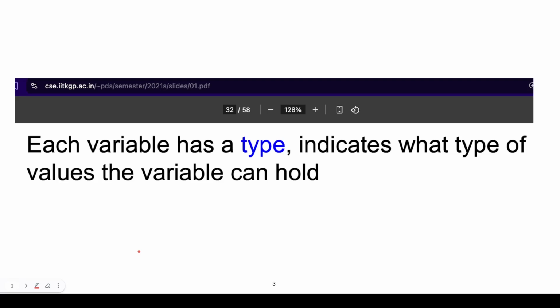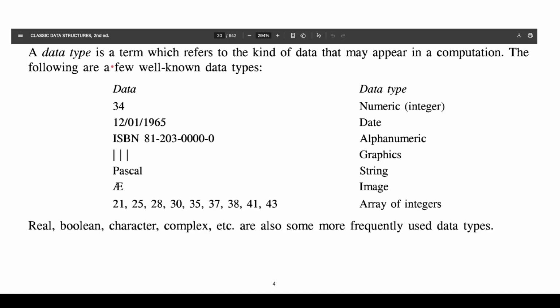Every variable that you write must have a data type in the C programming language, right? The data type indicates what type of values the variable can hold. That's the simple idea about data type. Now, in the general idea of data type, it's a terminology in the domain of computer science. It refers to the kind of data that might appear in any kind of computation, right?